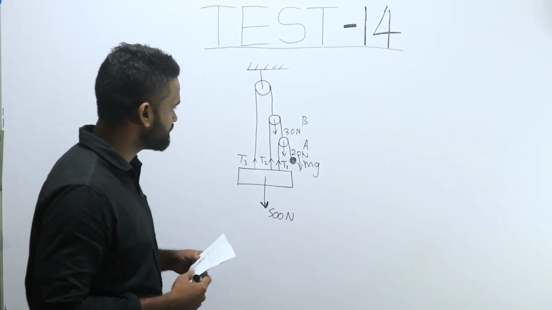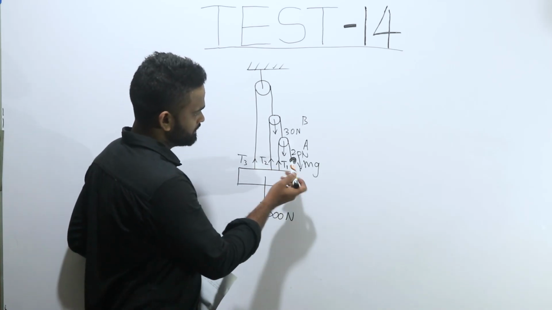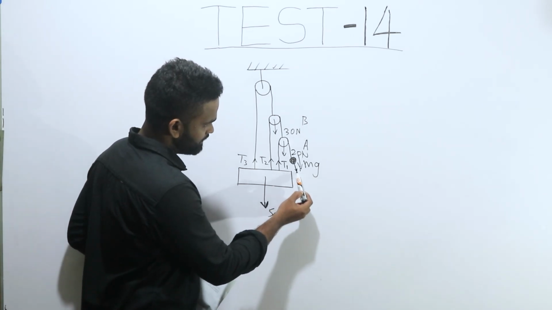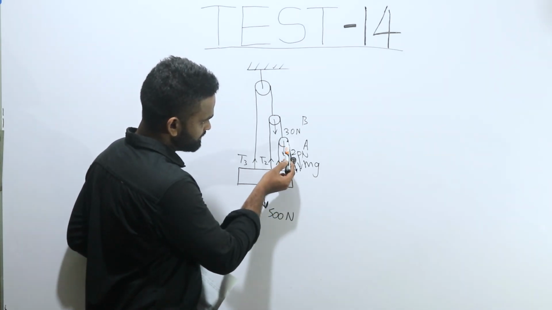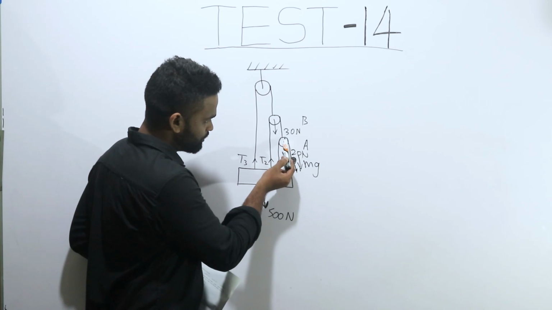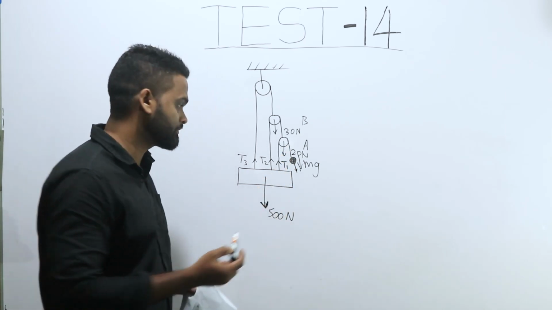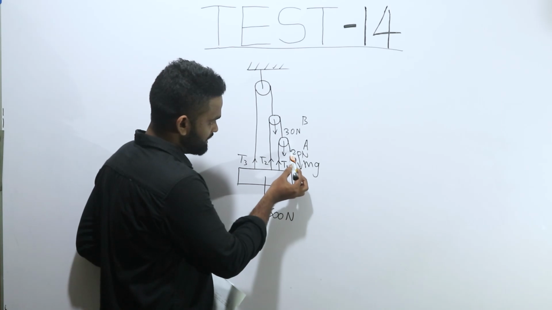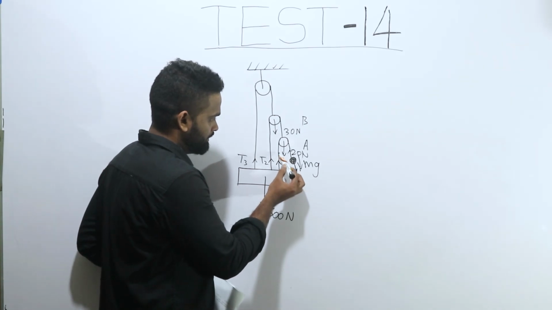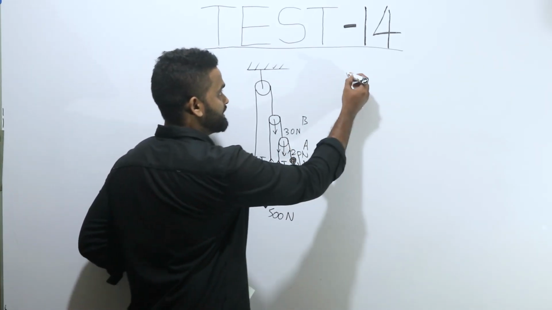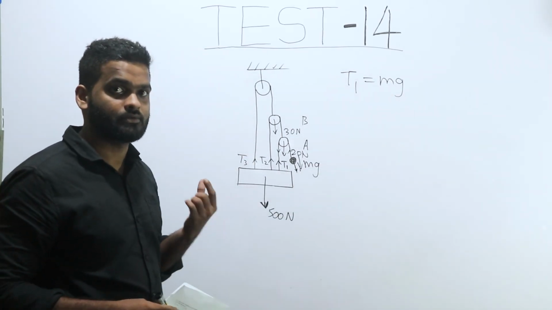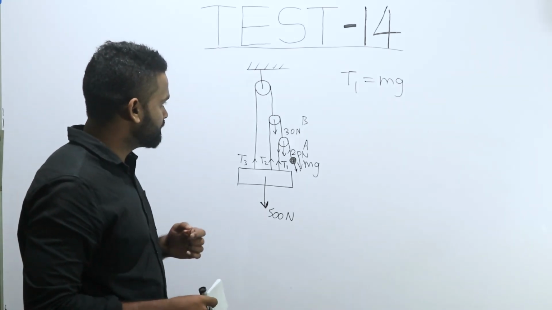Right. So first I'll find T1. Think about this pulley. Here this is mg, and this is a smooth pulley, capital A pulley, and the string which goes around should have the same tension. So the tension here should be mg to balance out this weight. Then the tension here also should be mg. In that case, T1 should be mg. So we found T1. Then we need to find T2.